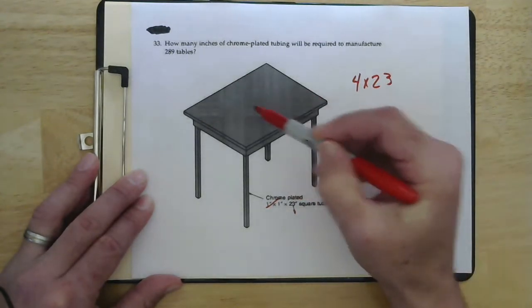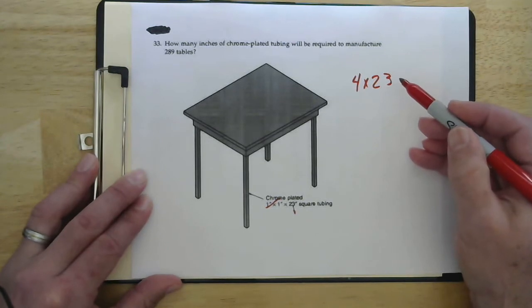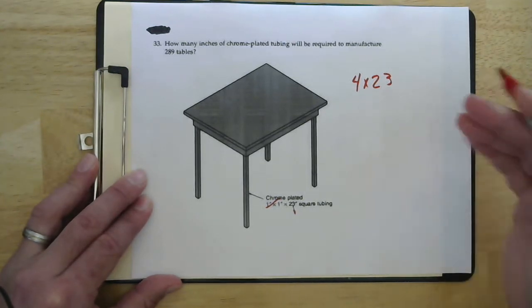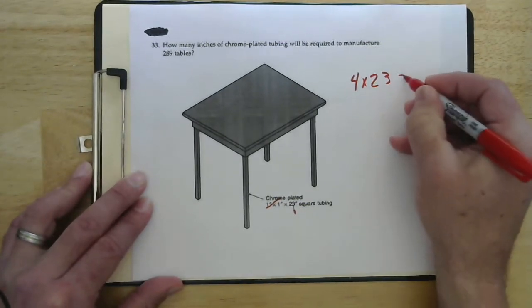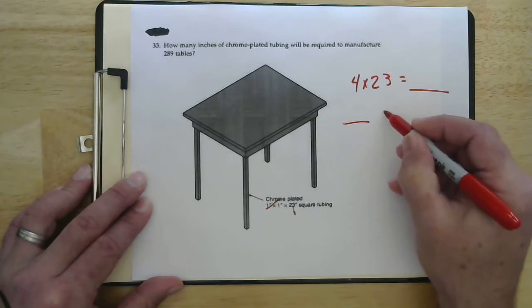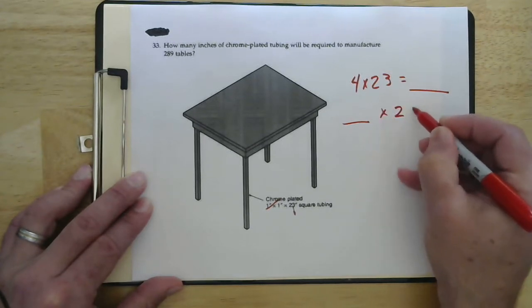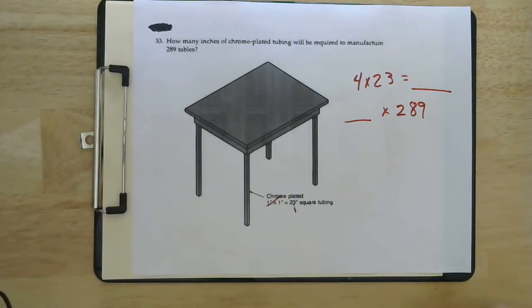And then that's to make one table, and that same number of inches of tubing will be needed 289 more times. So that number will be repeated over and over again. So I get an answer for that one, and then I take that number and multiply it by 289 to get my final answer. So again, repeated number over and over again.